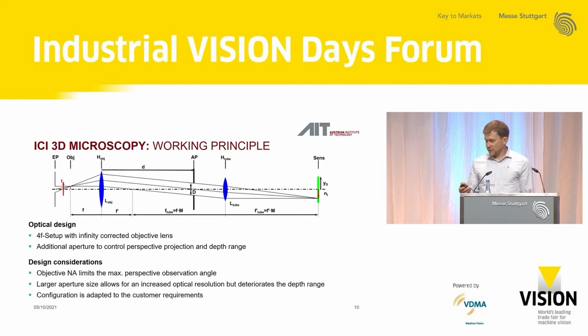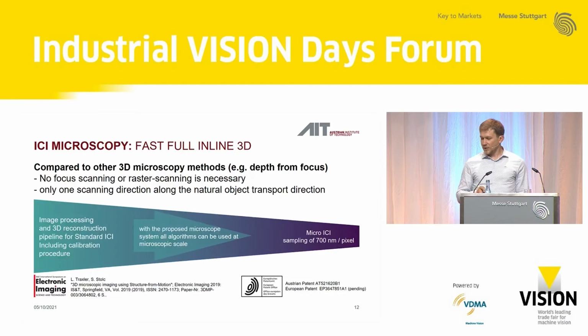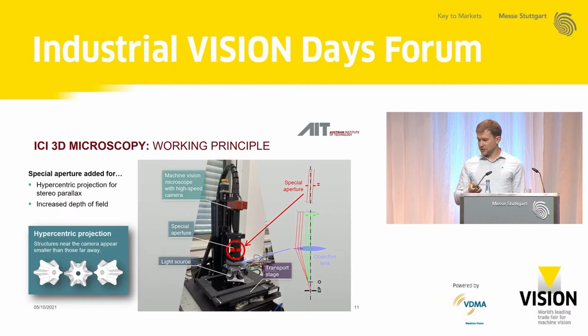So how does this look in a real inspection device? Just so that you can imagine what I mean by this hypercentric projection, I have an example here. If you think about observing this tooth gear, then a hypercentric projection would mean that objects which are further away from you appear larger. So it's inverse to your common vision. If you look into the room, then everything which is further away appears smaller, and here it's the other way around.